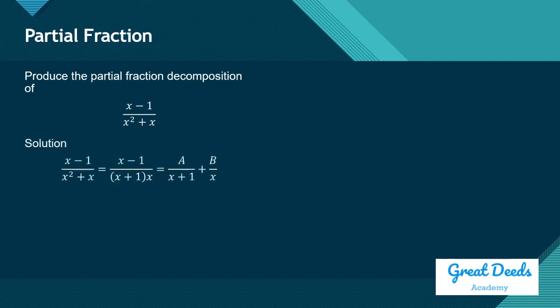So this is what we do. We will produce the linear factoring of your denominator, and then we will write it in this way. It is equal to a over x plus 1 plus b over x. So the numerators, a and b, are unknown. We will work on it so that we can find the values of a and b.